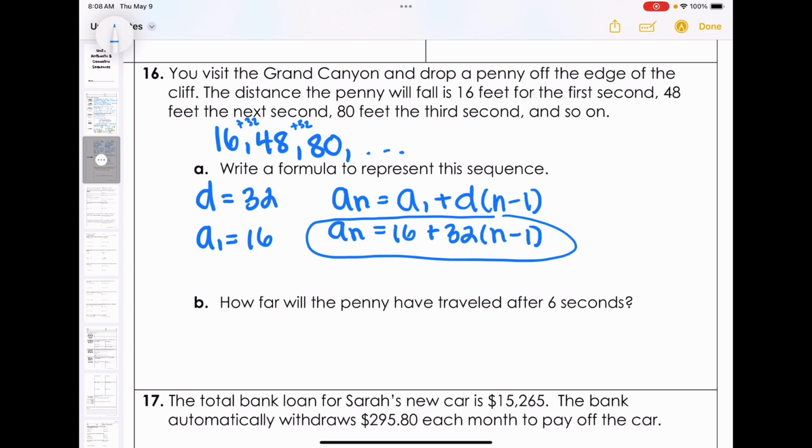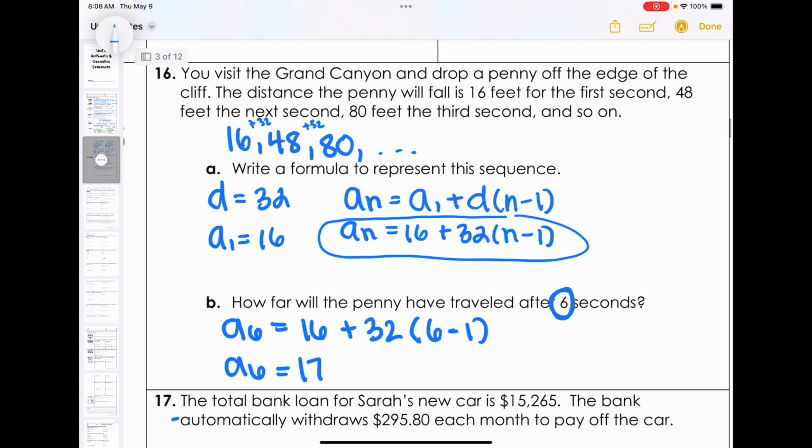So part B, how far will the penny travel after 6 seconds? So that is the nth term I want to find. So I'm going to do A6 equals 16 plus 32 parentheses 6 minus 1. I'm going to type that in my calculator, and I get 176 feet, because it was talking about falling in feet in the problem.